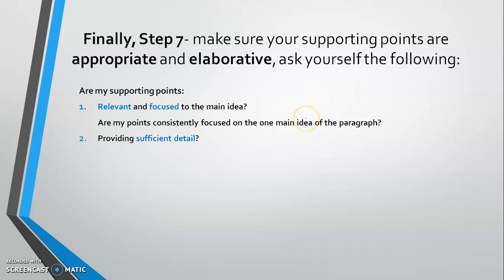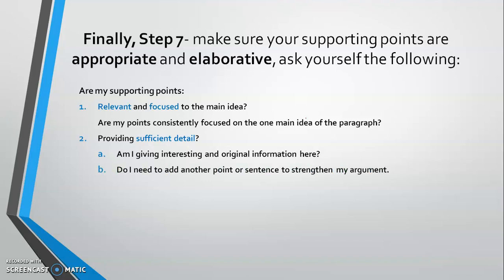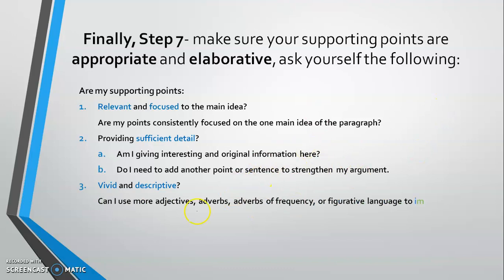2. Providing sufficient detail. Do we have enough details? Am I giving interesting, original information here? Do I need to add another point or sentence to strengthen my argument, to make my point clearer? Can I write more? 3. Vivid and descriptive. As we mentioned before, there are a lot of ways to do this. Can I use more adjectives, verbs, adverbs of frequency, or figurative language? That is what we mentioned before, as in describing the situation more with more imagery.